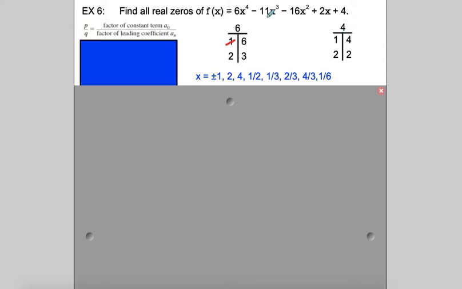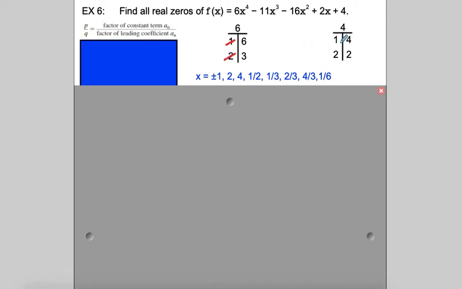Okay, and then 1 over 6 is 1/6. Or you can say 1 over 2 is a half. 2 over 2 is 1, which I already have listed. 2 over 2 is 1, and 4 over 2 is 2. Okay, so I put them all over 2. Then I repeat the process.